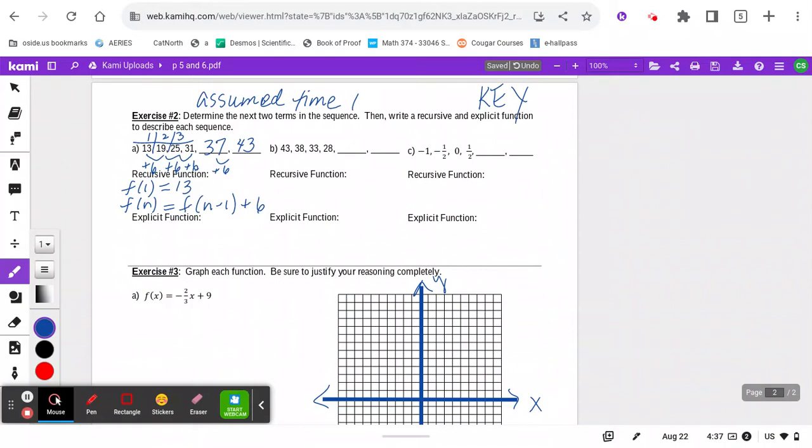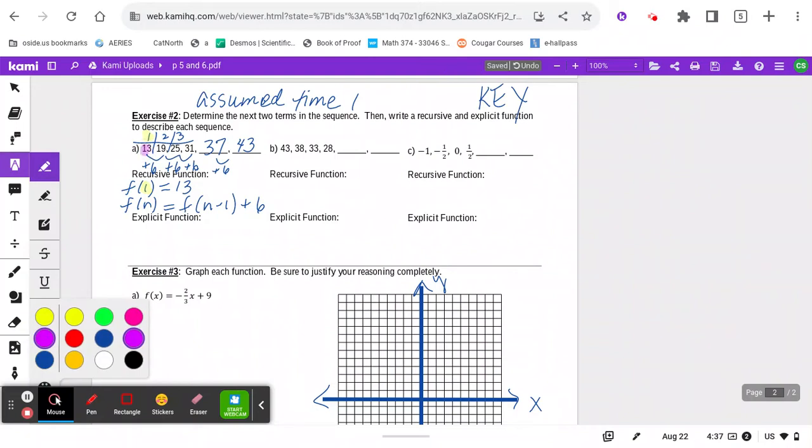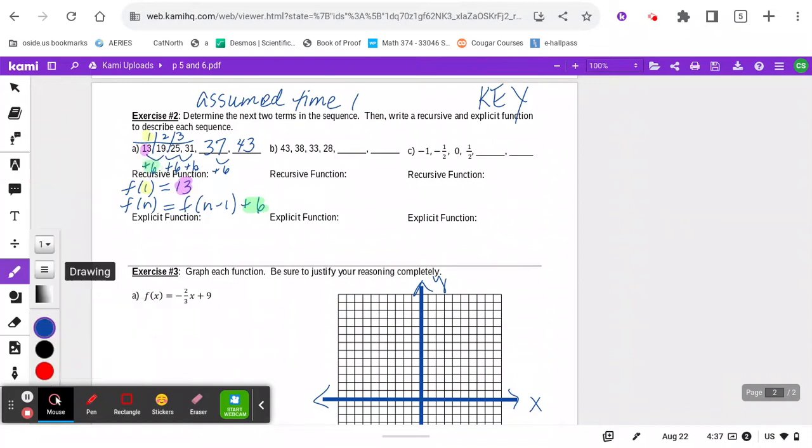So notice where all these parts come from. I see that the assumed times 1 goes here. I see that the 13, this first output, goes here, and I see that this adding 6 repeatedly comes from here from my work. All right, pause the video, try the next ones if you haven't yet. Let's go over the explicit.